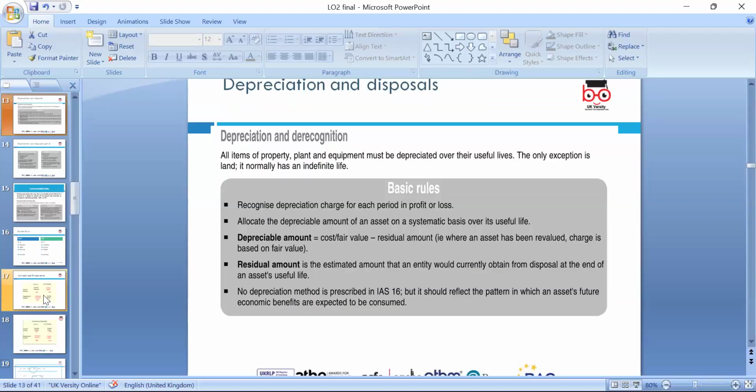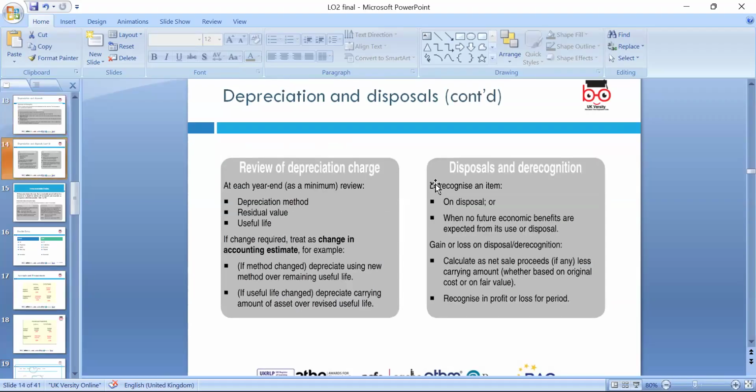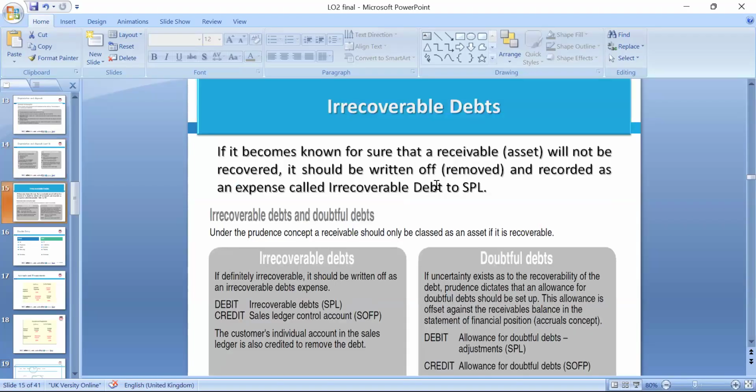Depreciation method under IAS 16, property, plant, equipment, either straight line, diminishing or reducing balance method. So please, the carrying amount of the asset should be reflected correctly in the book of account, which will look at some numerical questions as well. Review the depreciation charge and disposal. So when you dispose of any asset, we need to make sure that we reflect the carrying value of the assets, we need to look around the residual value, the end value of the asset, and useful life. So we need to revalue our assets according to fair values.